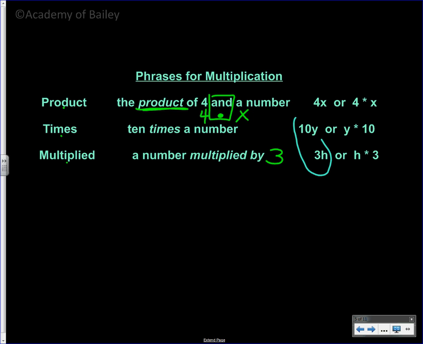Typically, like I said, this is the way you want to write it. We typically don't write them like this, but you should be able to recognize them if they are written like that.